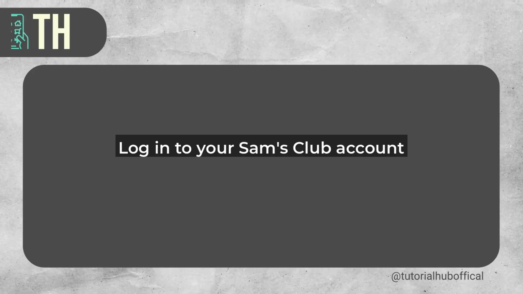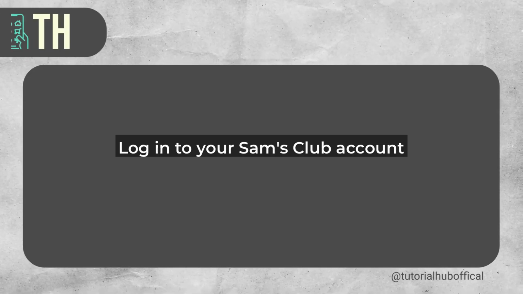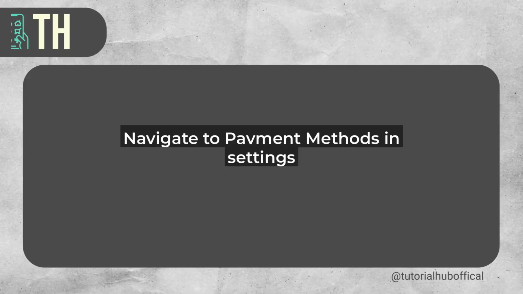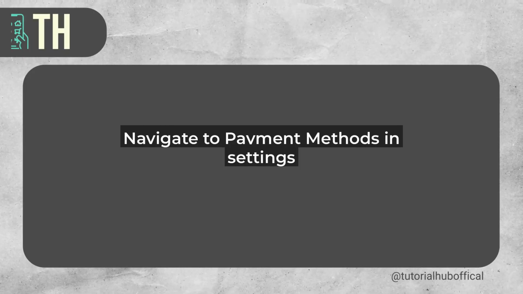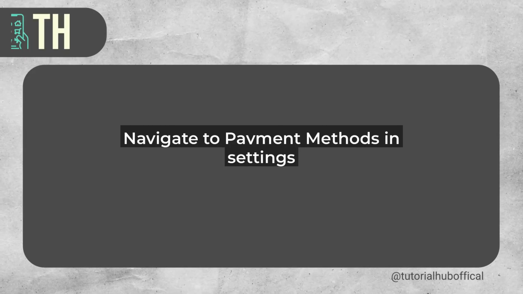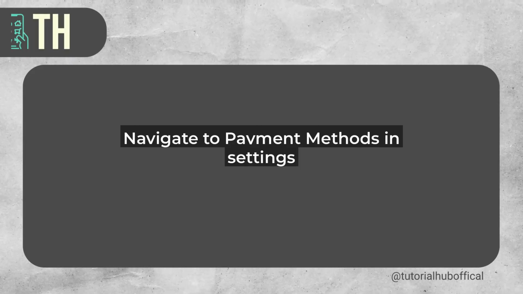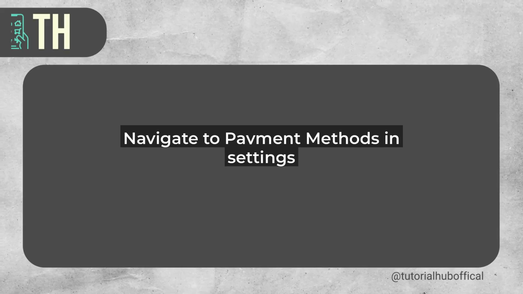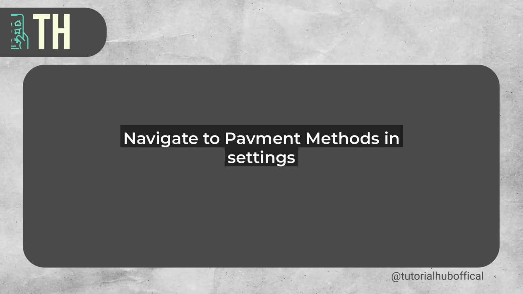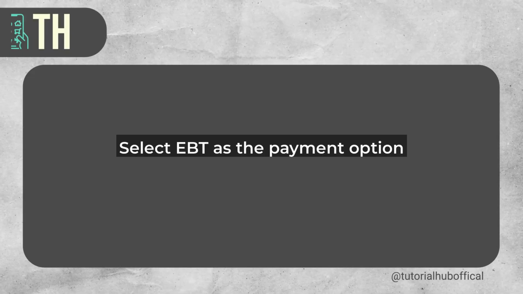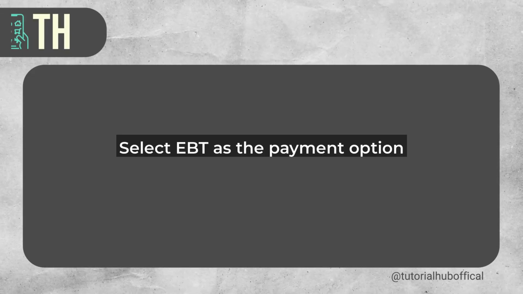Next, navigate to the Account or Profile section, usually found in the bottom menu. Look for Payment Methods or Wallet. This is where you'll add your EBT card. Tap on Add Payment Method and select EBT or Government Benefits from the list of options. In 2025, Sam's Club has upgraded their app with better integration, making this step even more secure and user-friendly.